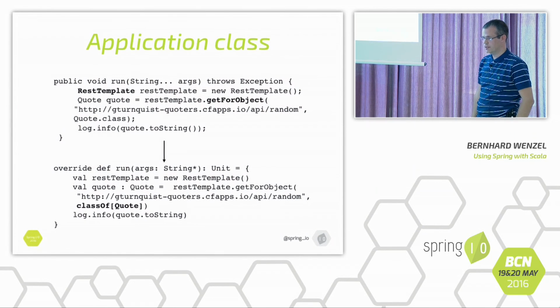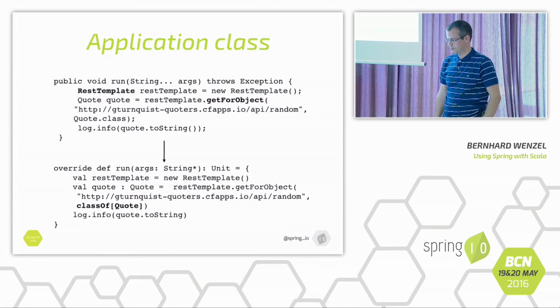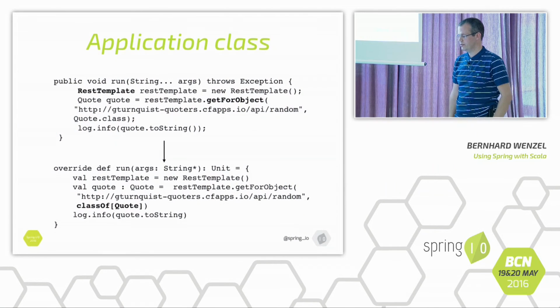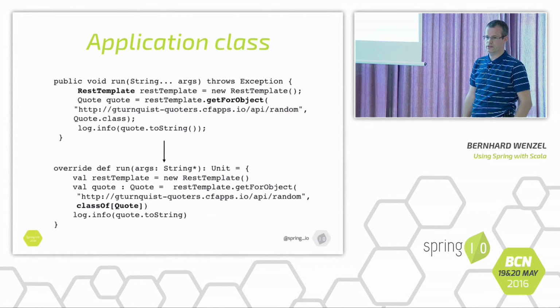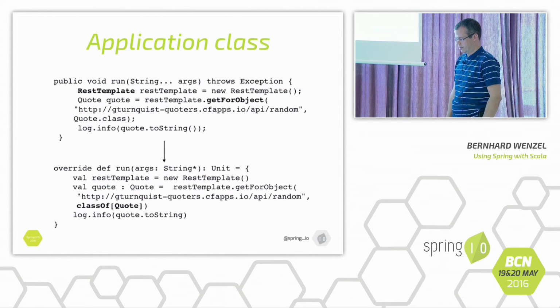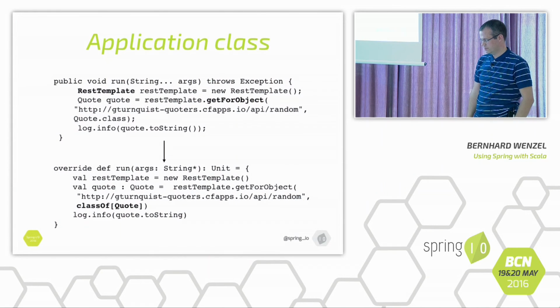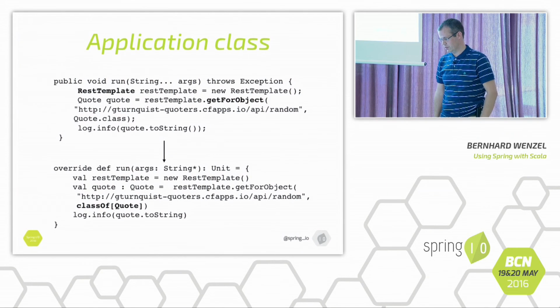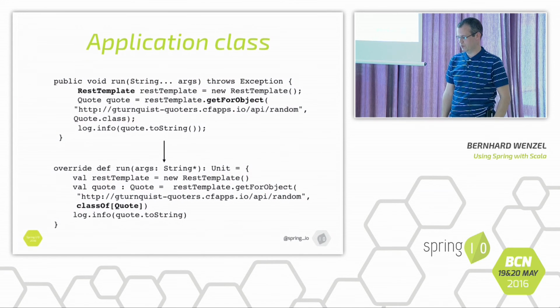Okay, the application class. Yeah, what it's doing is using the REST template, and then it pings this quote service, which is always there, and this returns a random quote. And we serialize this into the quote class, and we print this on the console. Now, what do we have to do in Scala? Almost nothing. The only thing is, as already mentioned, we need to use the classOf method instead of the suffix. And that's all there is to do.